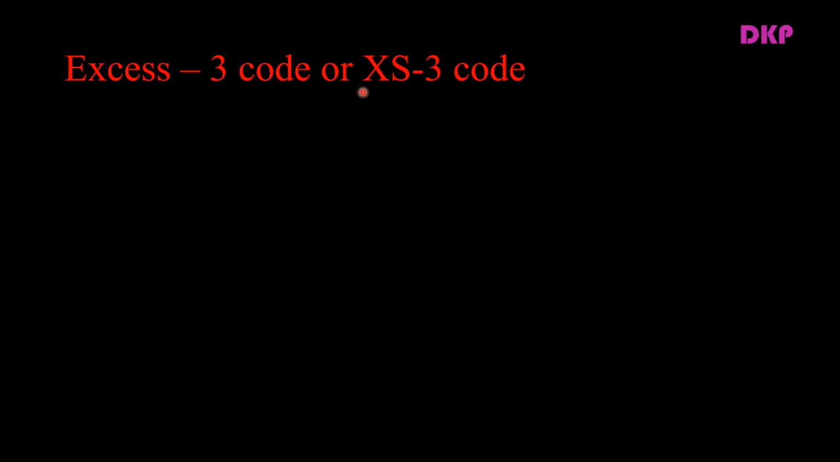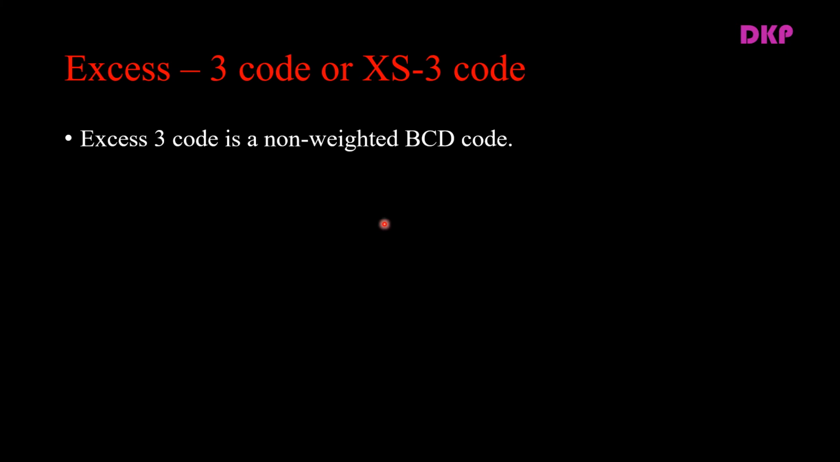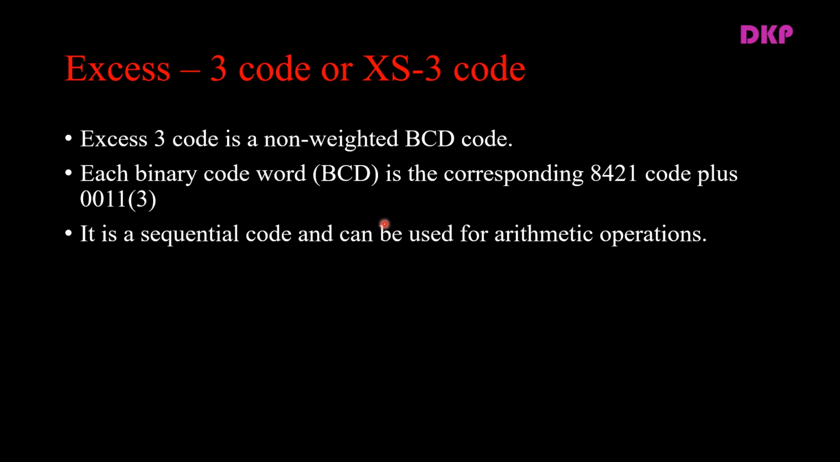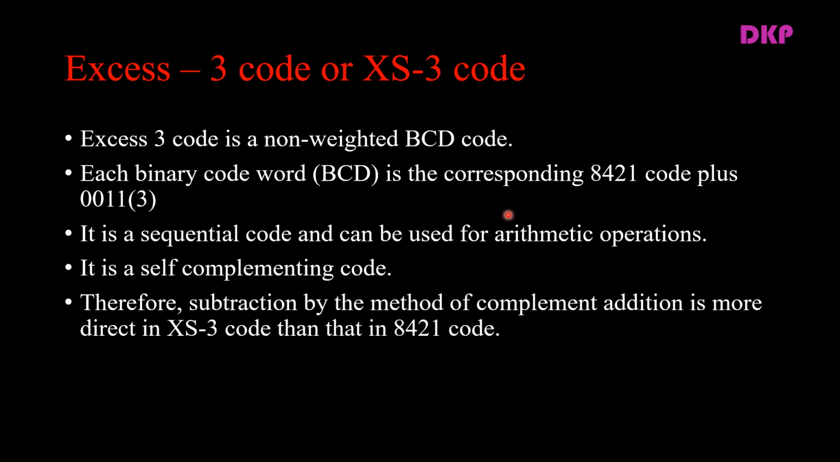The Xs3 code is also called excess-3 code. Xs3 code is a non-weighted BCD code. Each binary code word, or in short BCD, is the corresponding 8421 code plus 0011, which is the binary of the number 3. It is a sequential code and can be used for arithmetic operations. It is a self-complementing code. Therefore, subtraction by the method of complement addition is more direct in Xs3 code than in 8421 code.